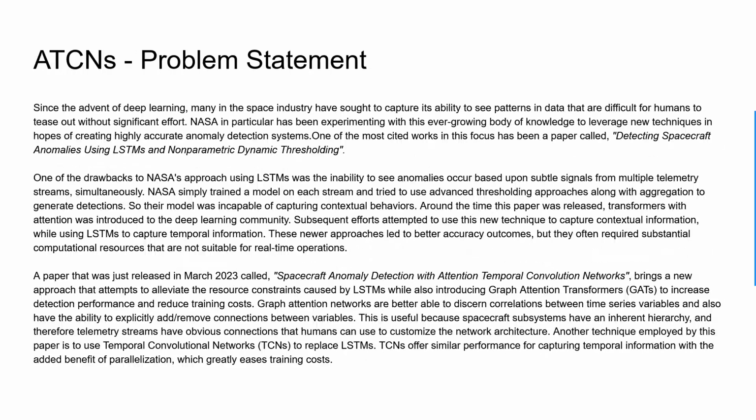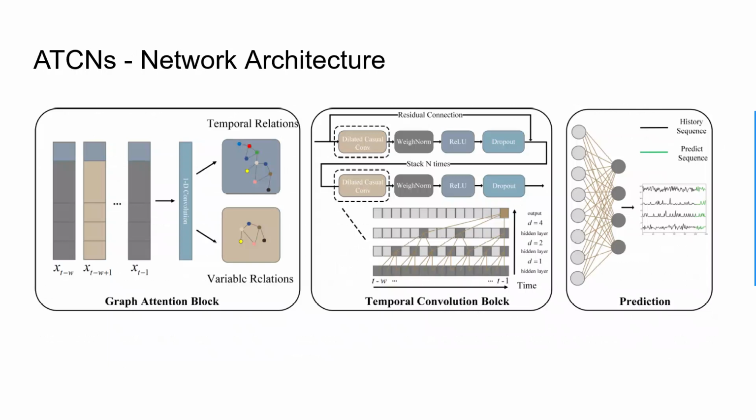So ATCNs, I'll let you read this problem statement. Just hit pause. But here's the network architecture. Basically what we're doing there is using a GAT, breaking it off into two graphs. You've got one to tease out temporal relations, the other for variable relations. Then we feed that into a temporal convolutional network.